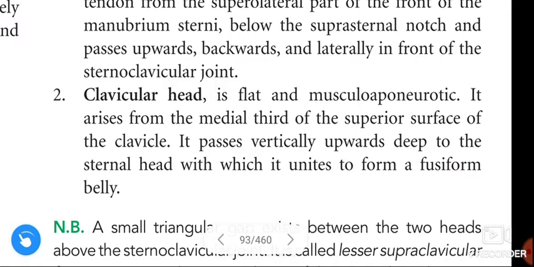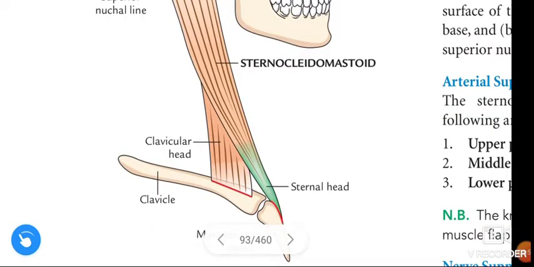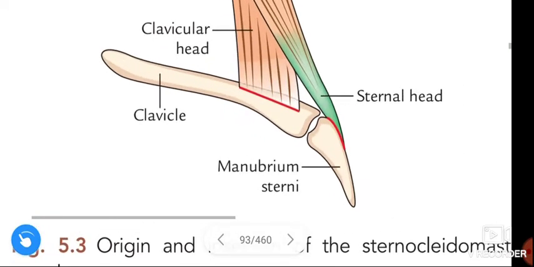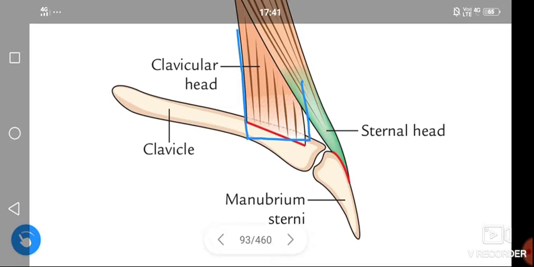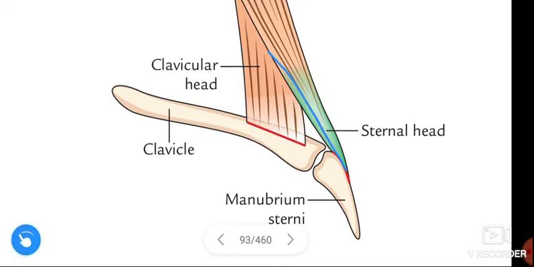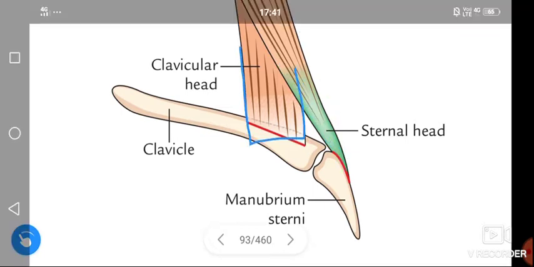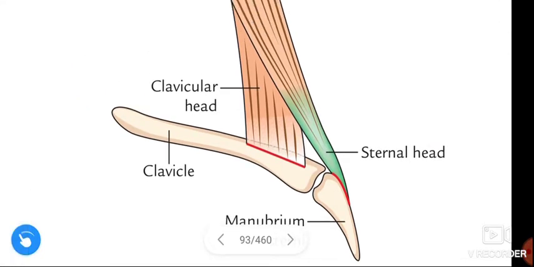Coming to the figure. See this figure. This figure shows the origin of the sternocleidomastoid muscle. Sternocleidomastoid muscle has two heads, 1 and 2.